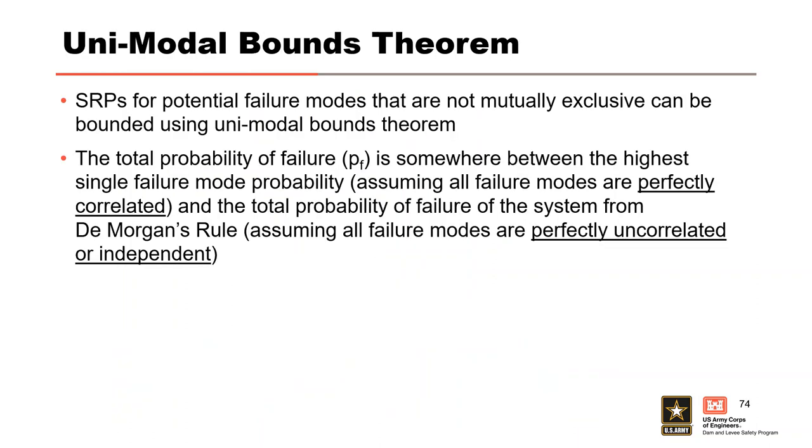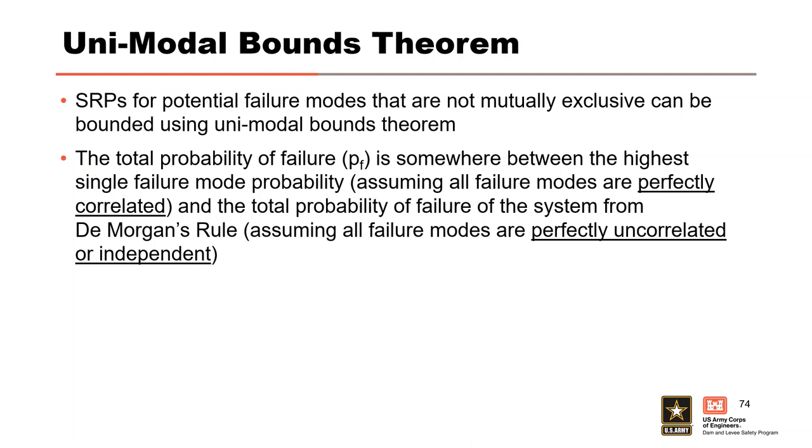This is where we can consider the unimodal bounds theorem to bound the problem. The theorem states that the total probability of failure is somewhere between the highest single failure mode probability and the total probability of failure of the system calculated using De Morgan's rule.